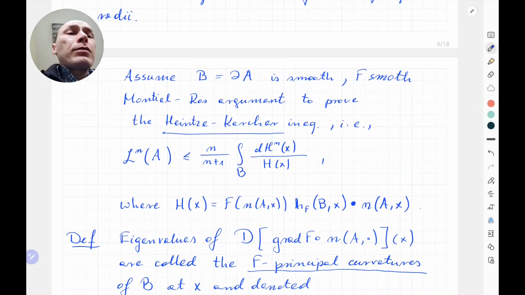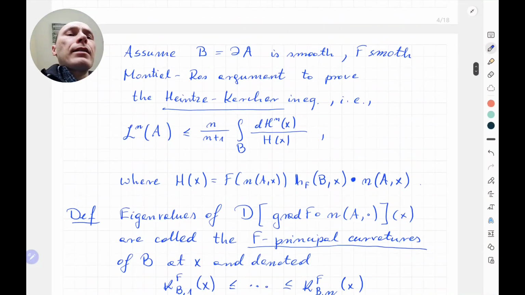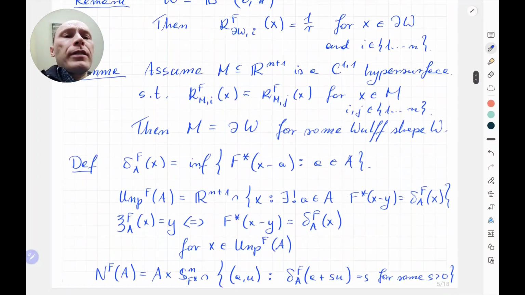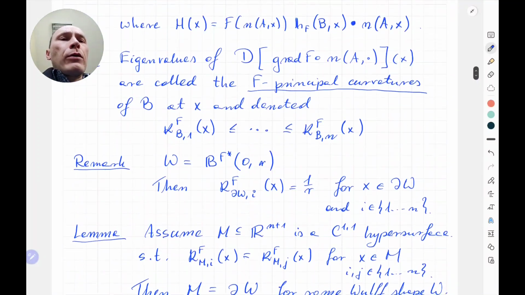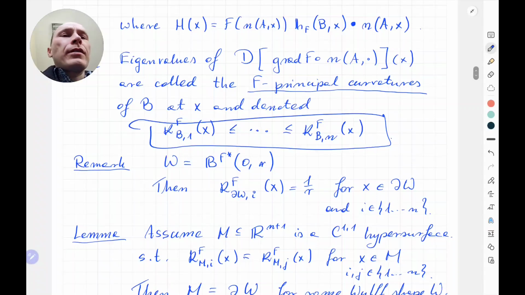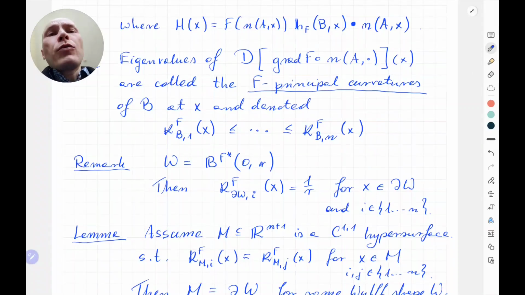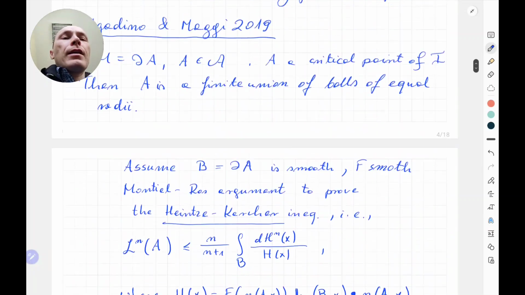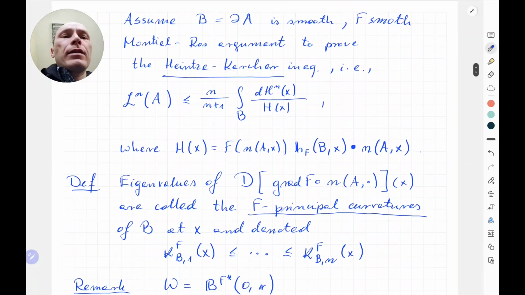So where did we use smoothness? Well, of course, here we were talking about principal curvatures, right? Principal curvatures are defined only for smooth objects, even if the mean curvature can be defined for maybe singular objects. And this is the main difficulty in improving this theorem, improving this proof. To make it work for non-smooth objects, we have to use some more advanced tools and techniques.